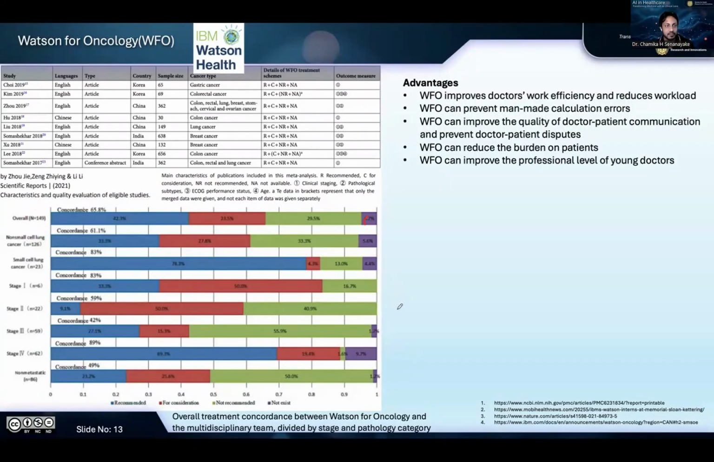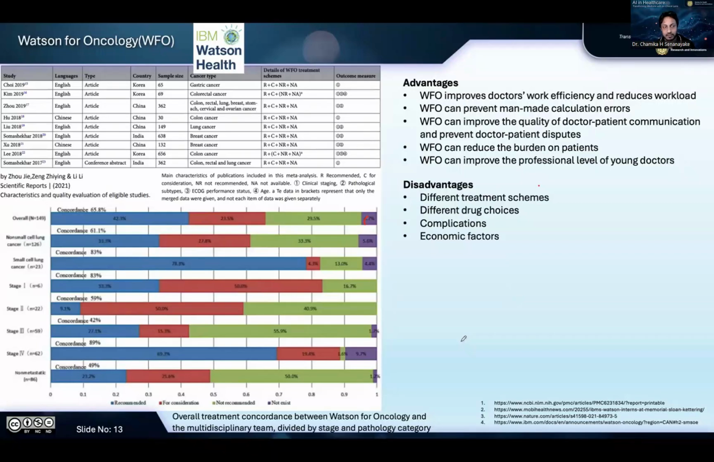So, what are the advantages? It improves doctors' work efficiency and reduces workload, prevents man-made calculation errors, improves the quality of doctor-patient communication, and prevents doctor-patient disputes. And it can reduce the risk burden on patients. It can improve the professional level of young doctors because they'll be telling that.